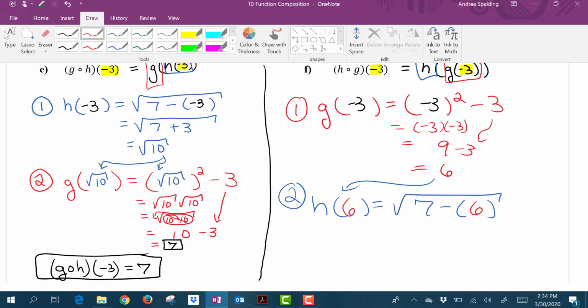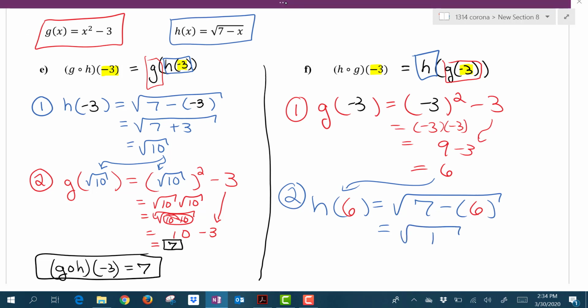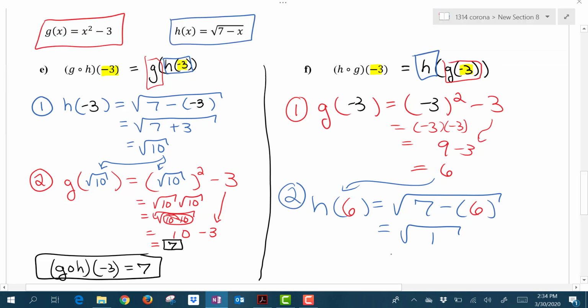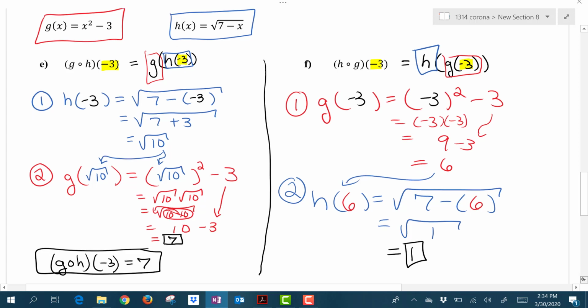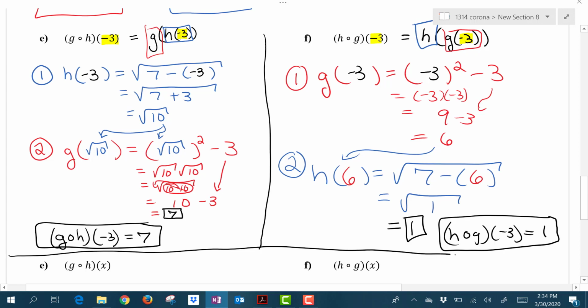Okay, I'm going to start simplifying this. 7 minus 6 is 1. The square root of 1, and you can put that into your calculator again, would be 1. So our final and only answer for H composed with G of -3 would be that +1. So in my math lab, I'm only typing in that one number as my final answer. So the last number I get is the only and final answer.